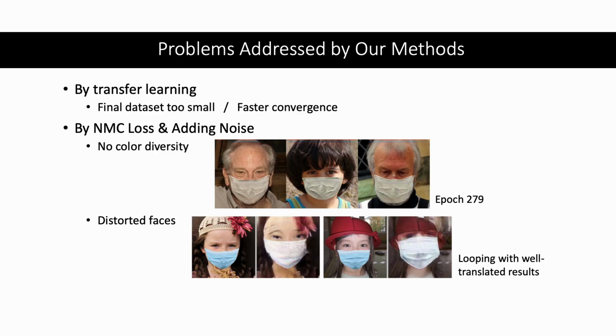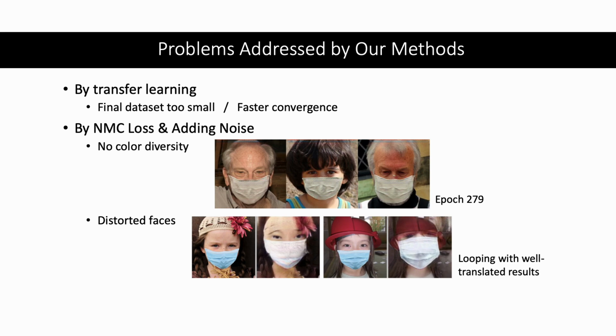The first one is the lack of color diversity. The top row shows some images from the output of epoch 279, an epoch before the noise inputs are added. These images have identical colors. And the second problem is the distorted faces, as shown in the bottom row. This problem is also an indication of the unstable training because it appears recursively, looping with well-translated, non-distorted images. After applying non-mask change loss and adding noise, both problems were mostly eliminated.